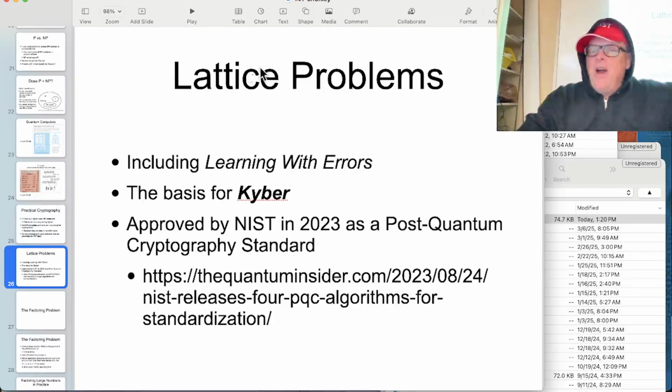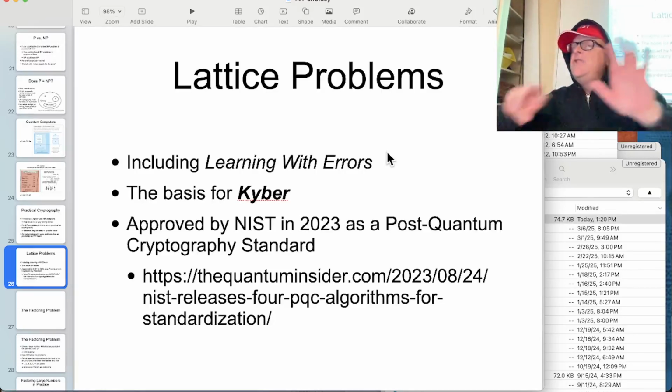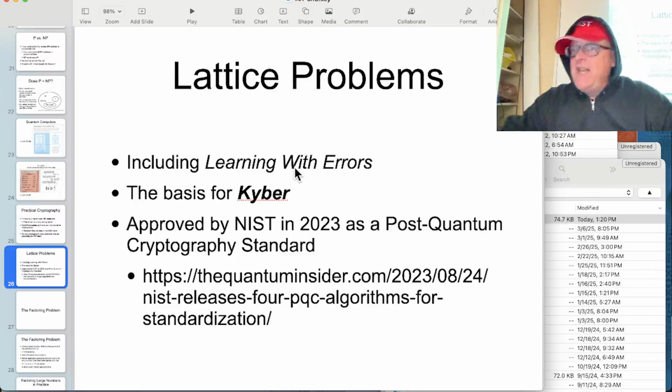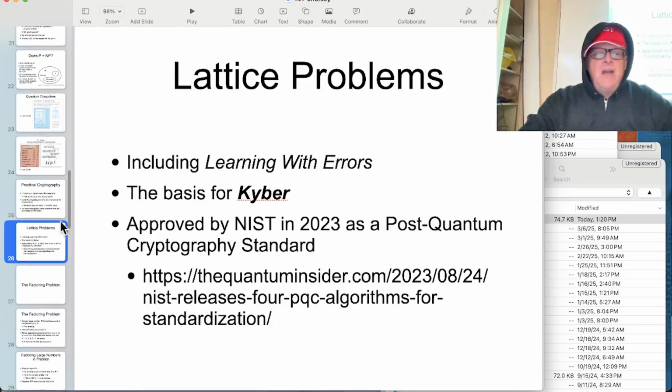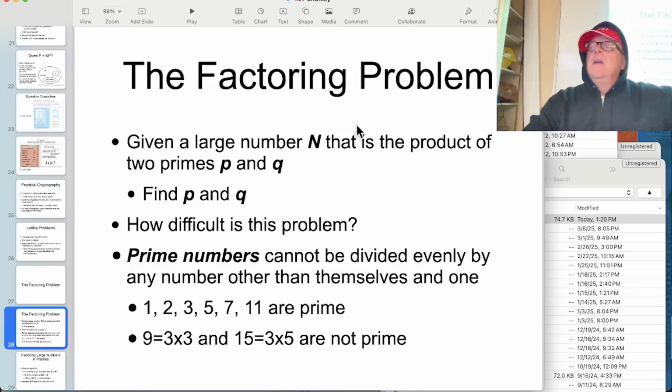So anyway, lattice problems is learning with errors. These are two mathematically equivalent operations, where you're finding the combination of vectors that will connect 2 points on a lattice, or learning with errors, where you have some data you've measured, but there are errors in it, and you have to deduce the trend. This is what Kyber uses, which is the new approved post-quantum cryptography standard. So it's what we're using. That's the lattice problem.